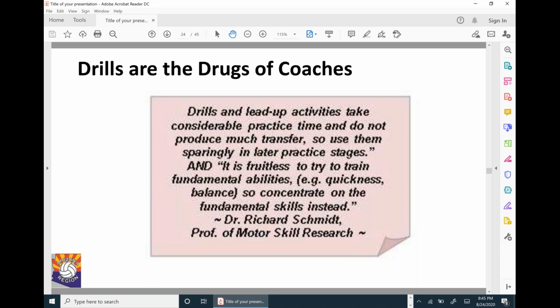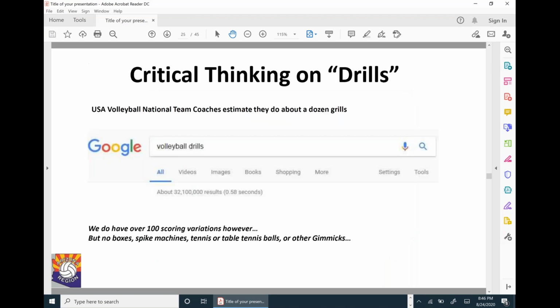And then Schmidt notes that it's fruitless to try and train fundamental abilities such as quickness and balance. So concentrate on the skills. Speed ladders make you good. It's called specificity in training. Running in a speed ladder makes you good at running in a speed ladder. It doesn't make you a faster volleyball player. They're going to want to tell you that because they're selling you speed ladders, but that's just not the science. And it makes practice look good. Look how fast I can go through it. But you know, there's a really funny video on YouTube of a guy playing football running through speed ladders. It's pretty cute, but get away from it.